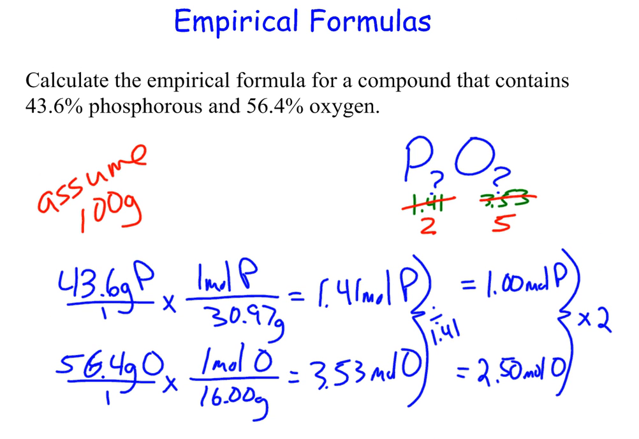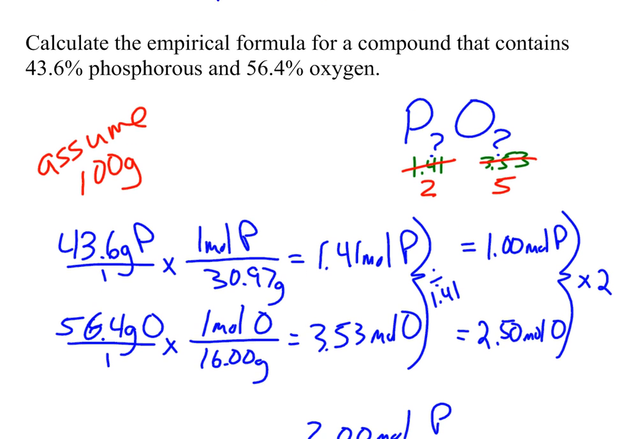This could be the molecular formula, but the molecular formula may also be some multiple of that. So it could be P4O10 or perhaps P3O15. You get the idea there. So this is the process that we would go through for an empirical formula problem.